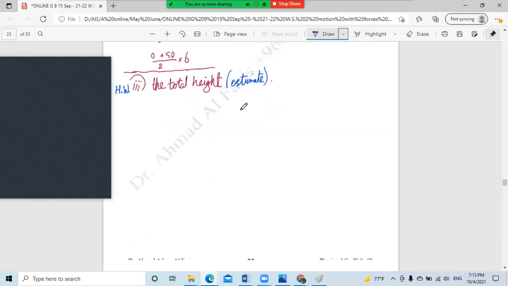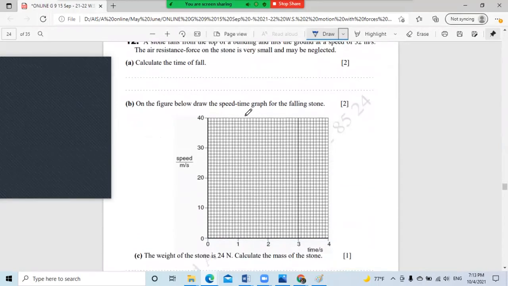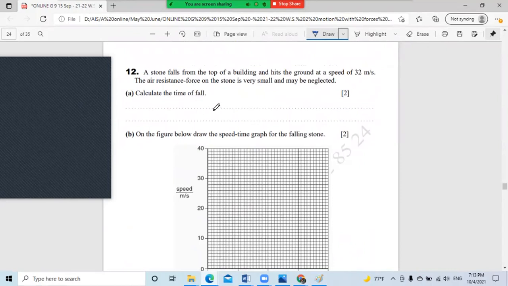Okay, this is your homework. This is one of the homeworks. Let's go on to question 12. Question 12, what do they ask? A stone falls from the top of a building and hits the ground at a speed of 32 meters per second.